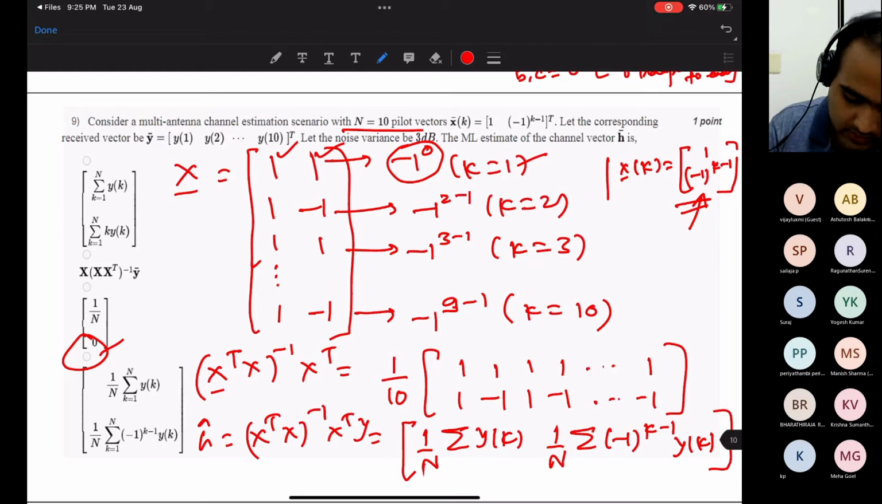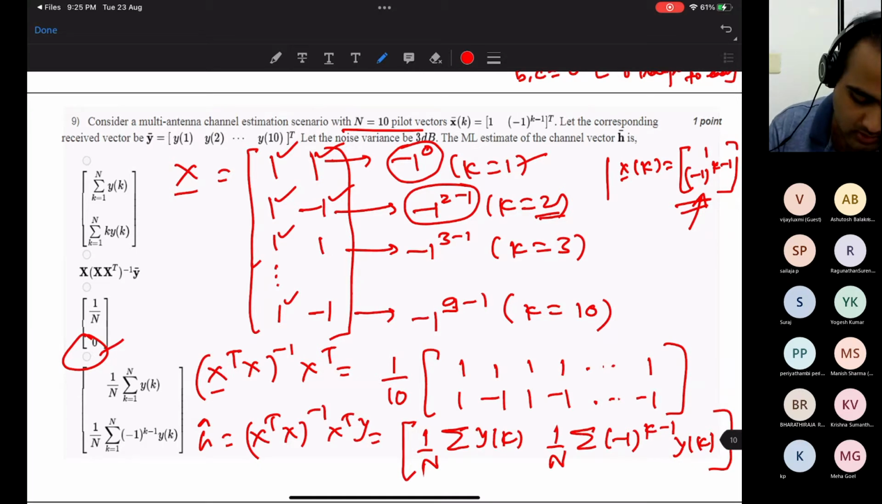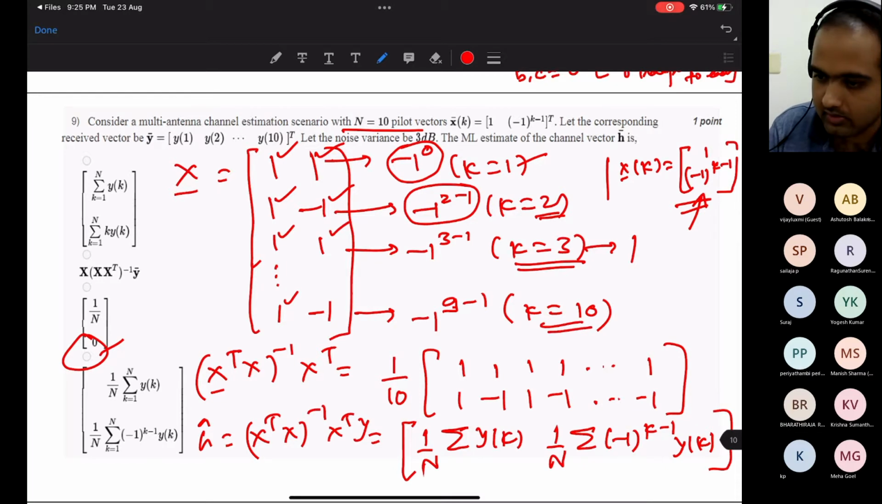Now, if k is 2, you have 1 again, but now you have minus 1 to the power 2 minus 1, so minus 1 to the power 1, which is minus 1. So you can see that the first element at any time being transmitted is always 1, but the second element is toggling between 1 and minus 1. At k is 3, it will be 1. At k is 4, it will be minus 1. Similarly, at k is 10, you will have minus 1 to the power 9, which is minus 1.